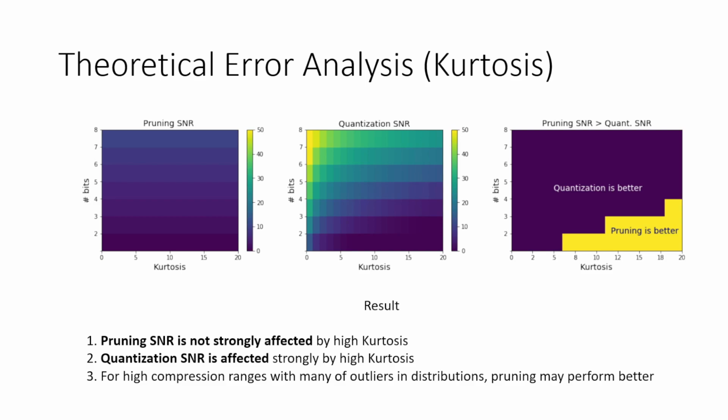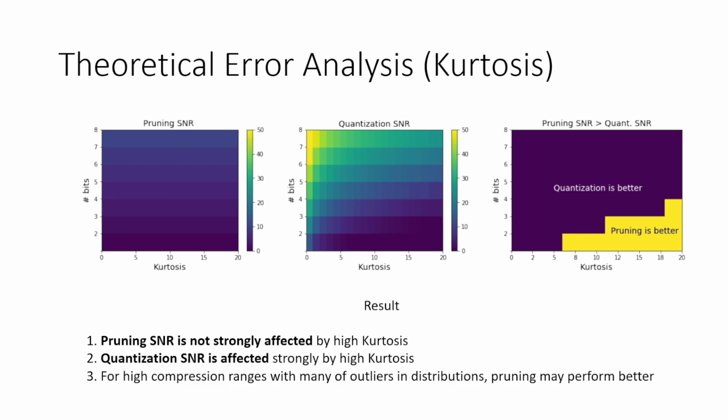And the reason for this is because it's not affected as much by having these outliers. Pruning is not cutting those weights. So this left figure is showing us that pruning signal-noise ratio is not really affected by high kurtosis. We see that as we're moving along the x-axis on this left figure, for any given compression ratio, which is our y-axis, there's not much change in color. And change in color here means the signal-noise ratio.